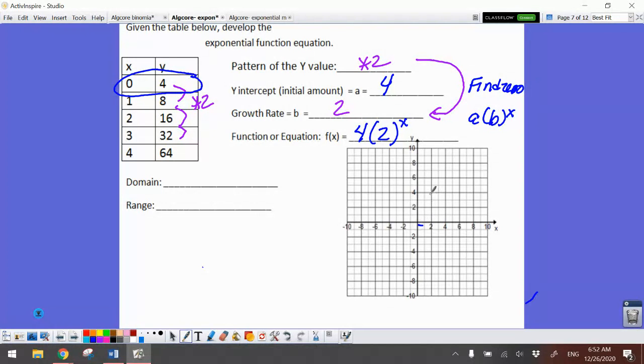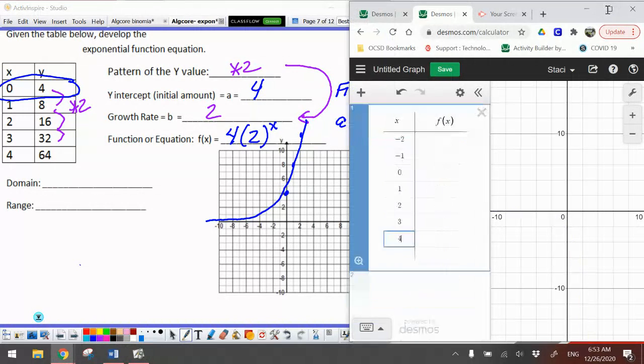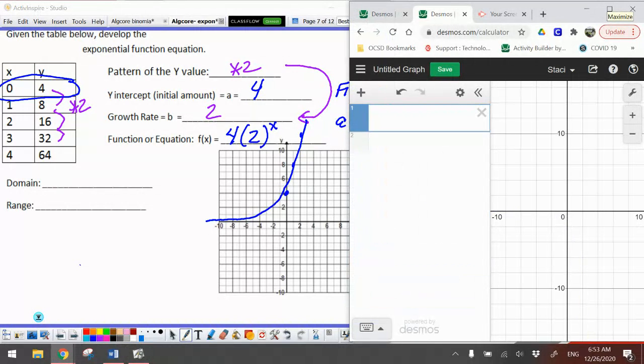All right, so let's take a look if we can graph this. So 0, 4, 1, 8. Whoops, I put that one in the wrong spot. 0, 4, 1, 8, 2, 16. Remember, this is a growth. And what we're going to notice is that this is going to come straight up. So let's go ahead and put this in our calculator and see what happens here.